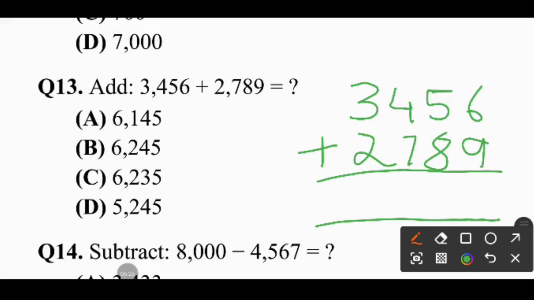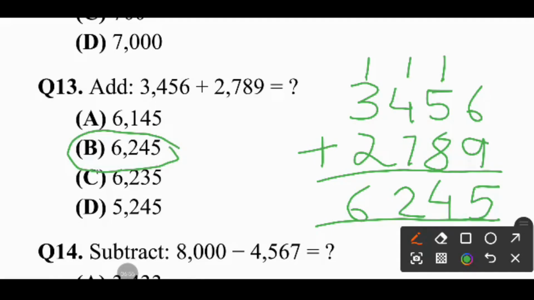6 plus 9 is how much? 15. Carry 1. 8 plus 6 is 14. Carry 1. 7 plus 5 is 12. Carry 1. And 2 plus 4 is 6. So 6, 2, 4, 5. Among the options, we can see 6245 is at B. The right answer for question number 13 is B.